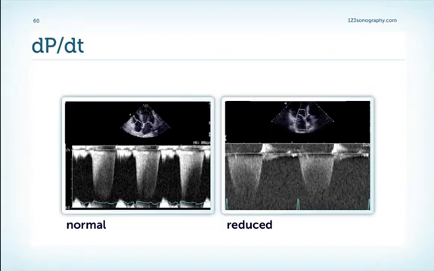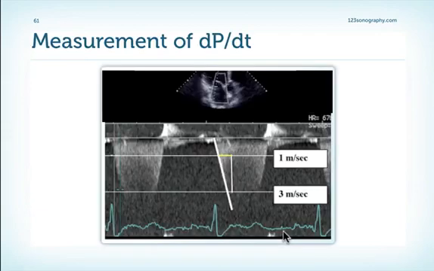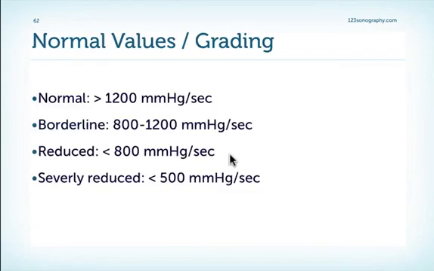So these are two mitral regurgitation signals. On the left-hand side, a patient with a normal dP/dt. You can see that the steepness of the curve is fairly steep, opposed to this patient where there is a reduction in the steepness and therefore also a reduction in the dP/dt. We measure between 1 and 3 meters per second, the time interval, and then plot this into the formula, and then we get dP/dt. What are the normal values?